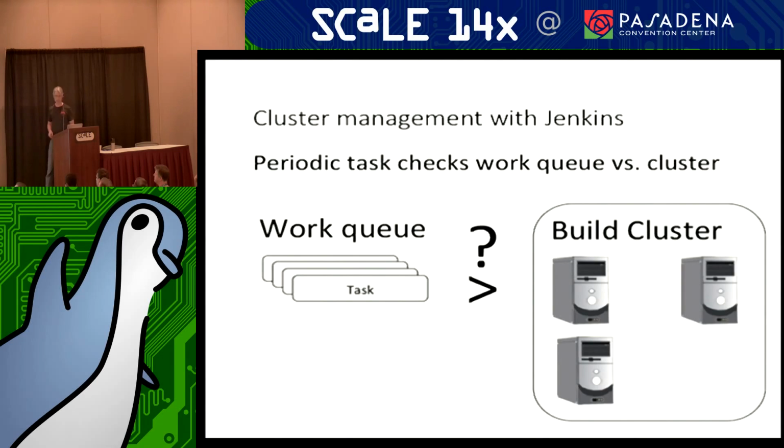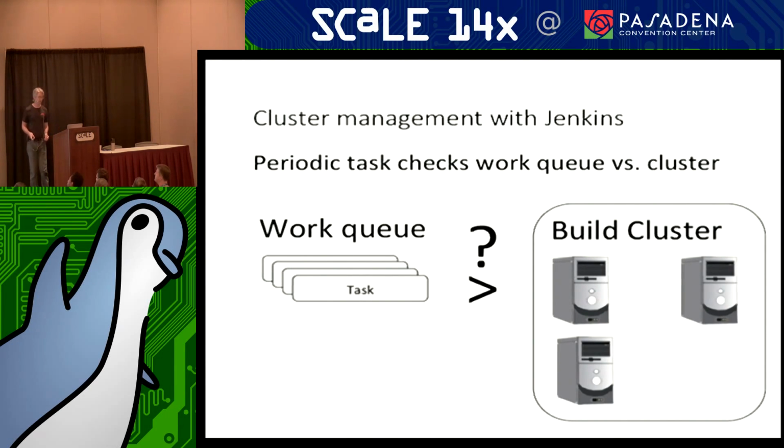So Jenkins, out of the box, gives you the ability to keep track of worker nodes and parcel work out to those nodes. What it doesn't do is dynamically create and destroy the cloud instances based on workload. So we extended Jenkins with some custom scripts to make that happen.